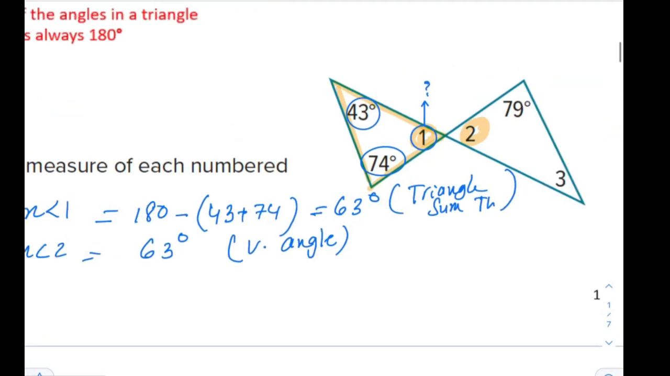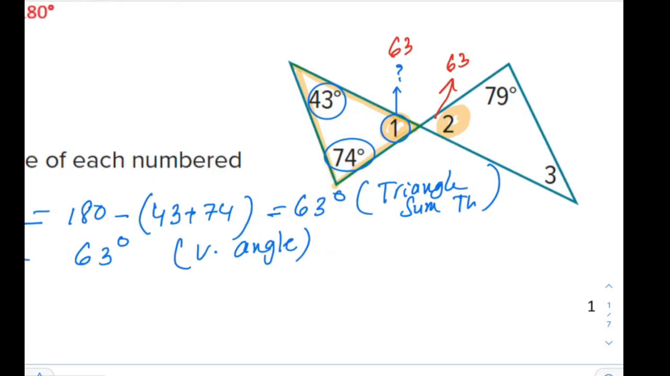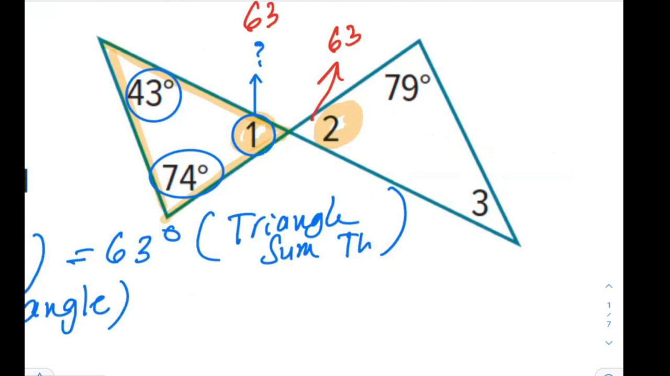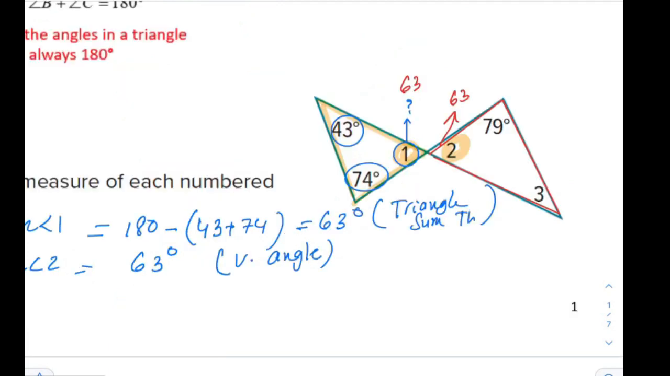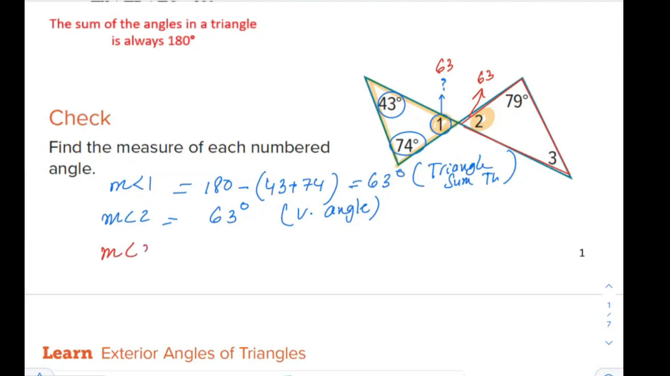Okay, let's go to angle 3. It's better to put the measures after you find them so that you can find the missing ones more easily. Now we have here the triangle with three angles. One of them is 79, the second one is 63, the missing one is 3. So we will apply the triangle sum theorem.